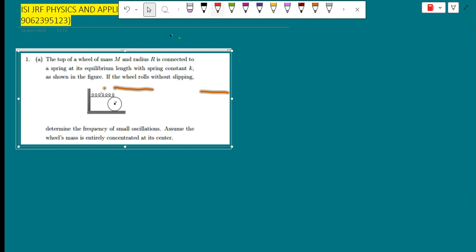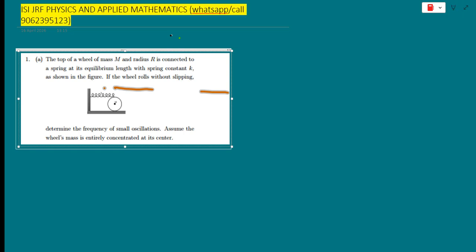Look at this wheel first. It's got a mass capital M and radius capital R with a spring attached to its top. So usually springs are attached to the center, right? But the ISI examiners like to spice things up. They put the spring at the top just to see if your brain does a 360-degree flip.